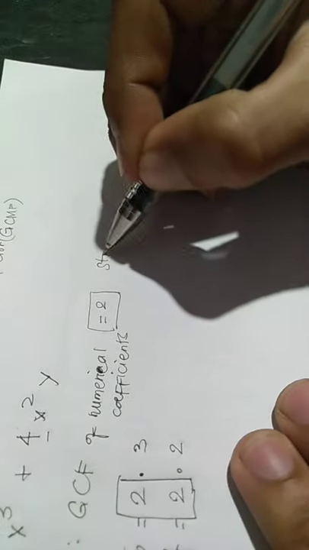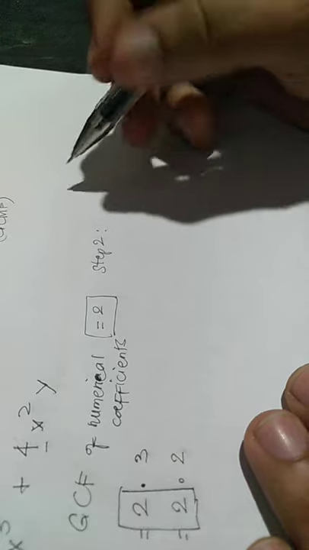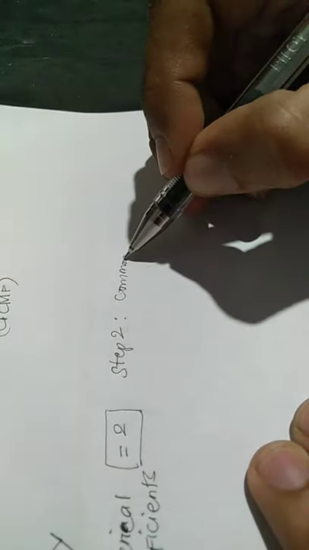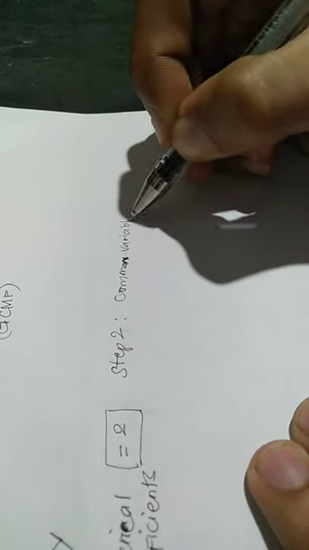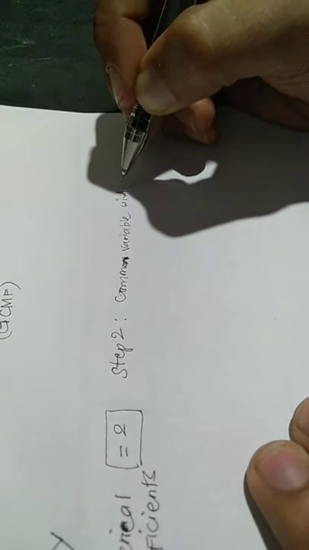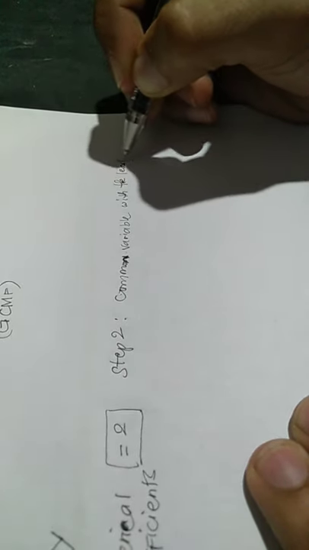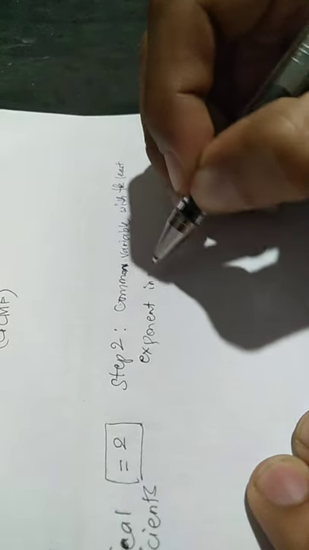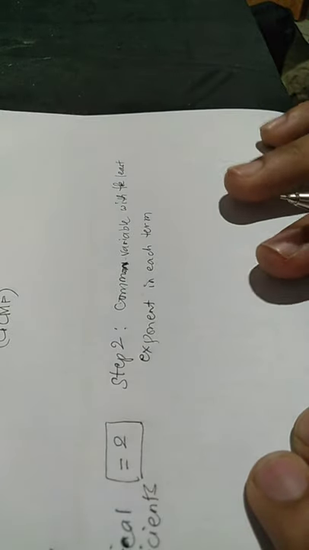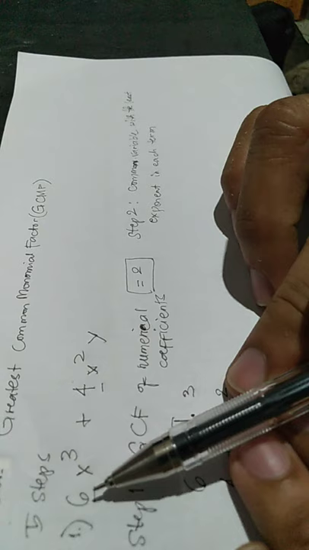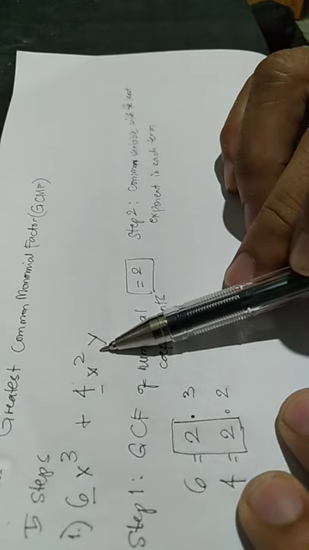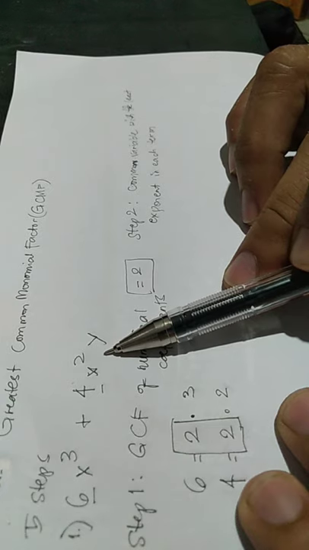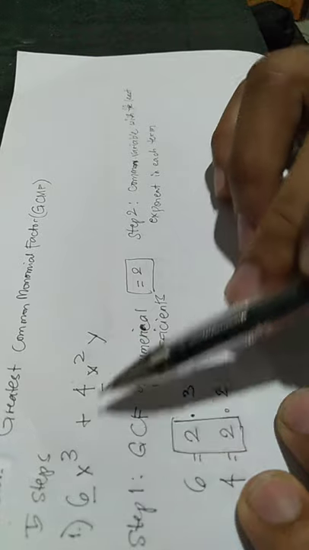Step 2 is to find the common variable with the least exponent in each term. So going back, this is our first term, second term. Which of these is the common variable? The common variable here is x. We have x here, we have also x here.